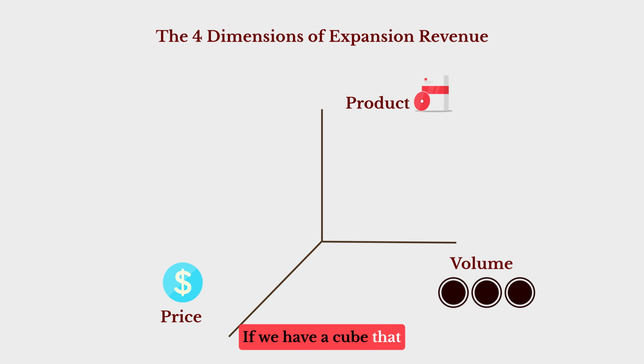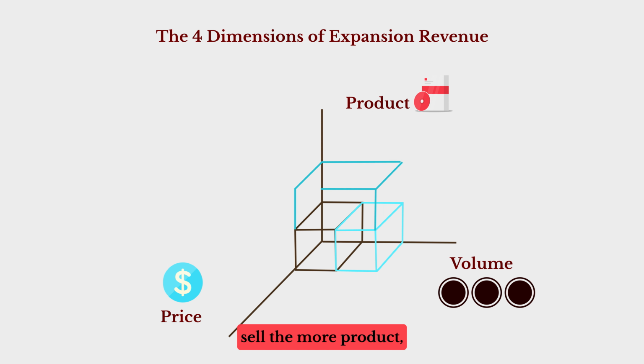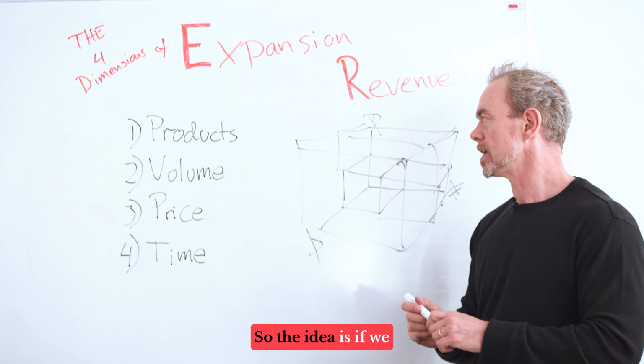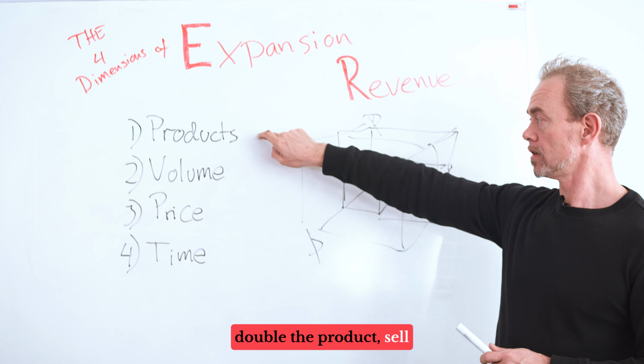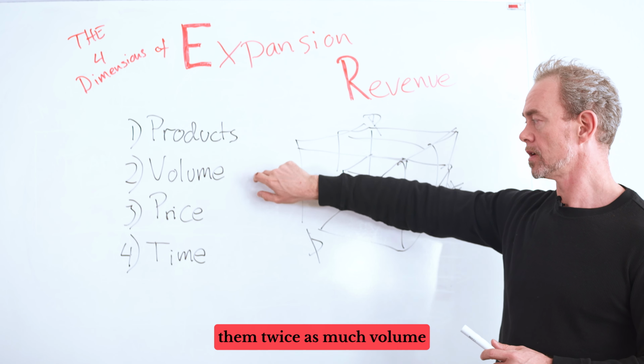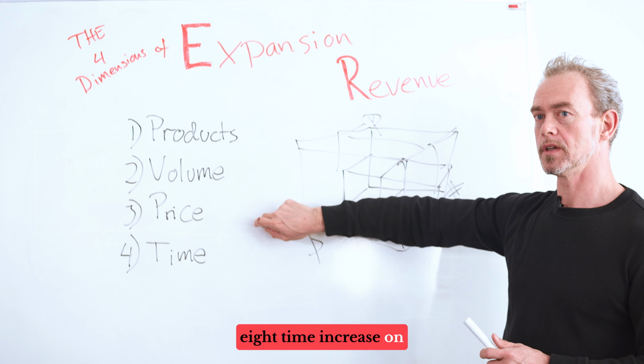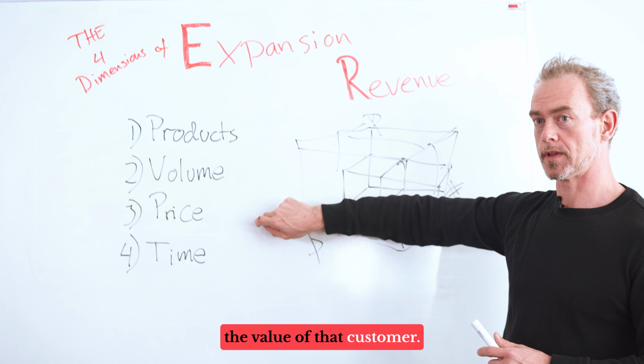If we have a cube that is this size, that's nice. But if we sell them more volume, then we will also increase the other dimensions, right? And if we then sell them more product, then everything increases, right? And if we then increase the price, then the cube just gets really super big, super fast. So the idea is if we double the product, sell them twice as much volume, and double the price, we will have a 2, 4, 8 times increase in the value of that customer.